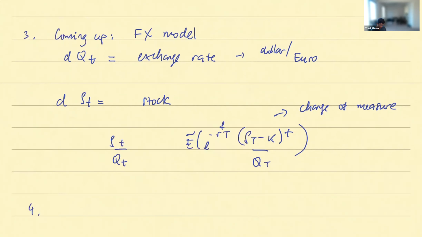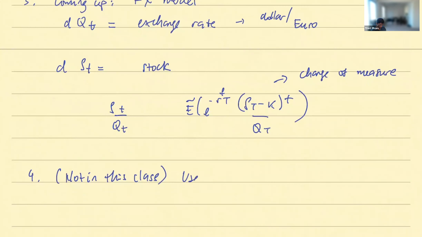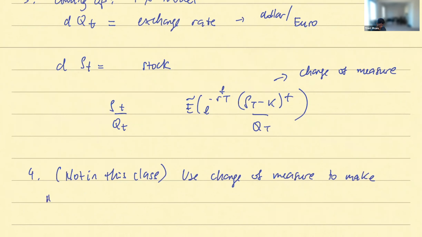Finally, something that we don't discuss in this class, but is also very practical, is the idea of, and I think Cesar mentioned this, use change of measure to make Monte Carlo simulation more efficient.